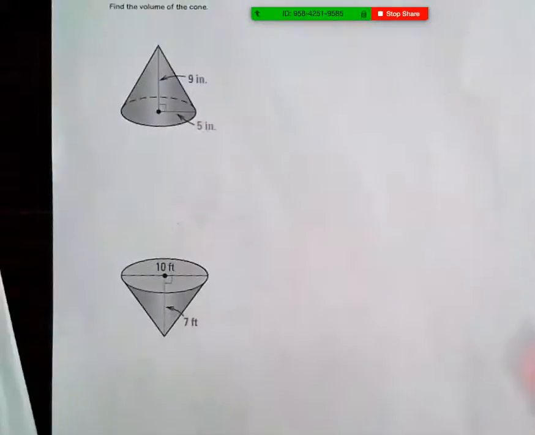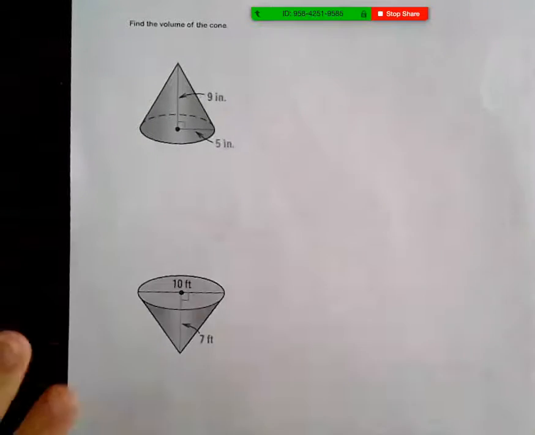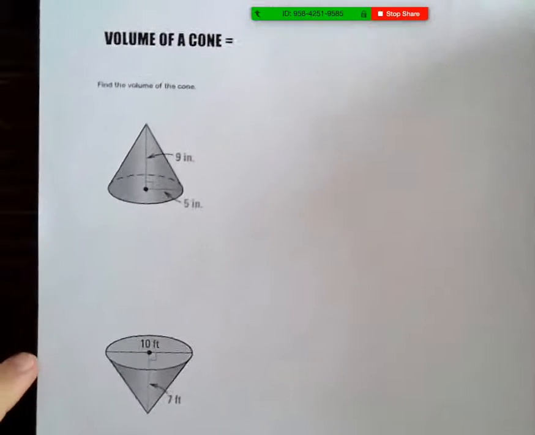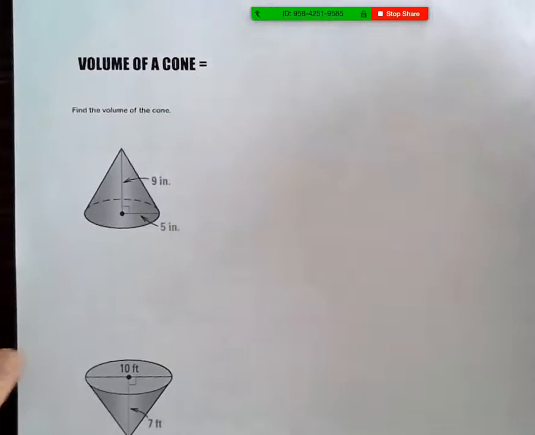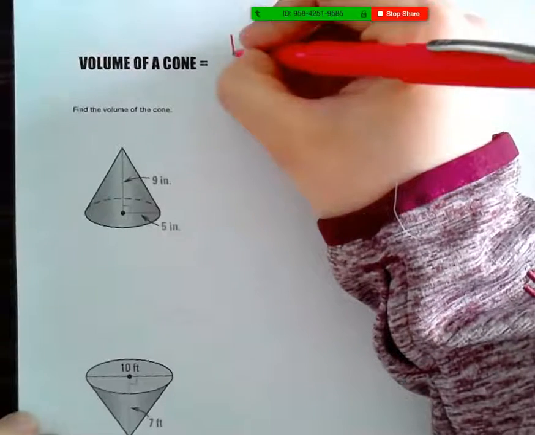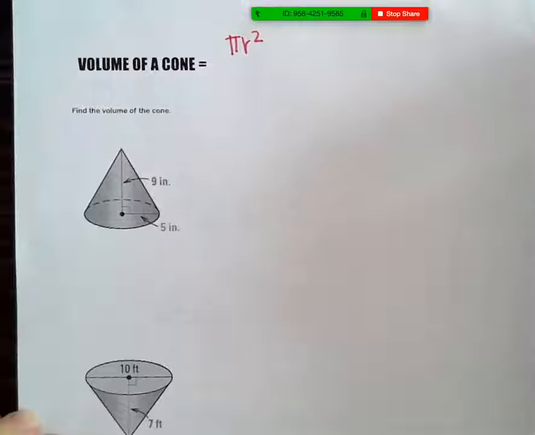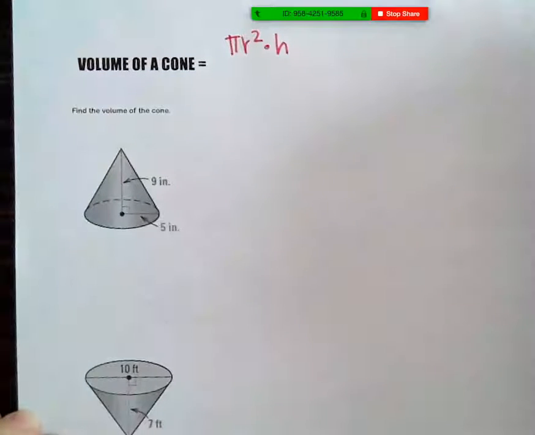Let's see how many of you are with me today. Cones, cones, cones. There we go. Okay, so our formula for a cone is pi r squared, that's going to give us our base circle area, times its height, and then in the end we're going to divide by 3.